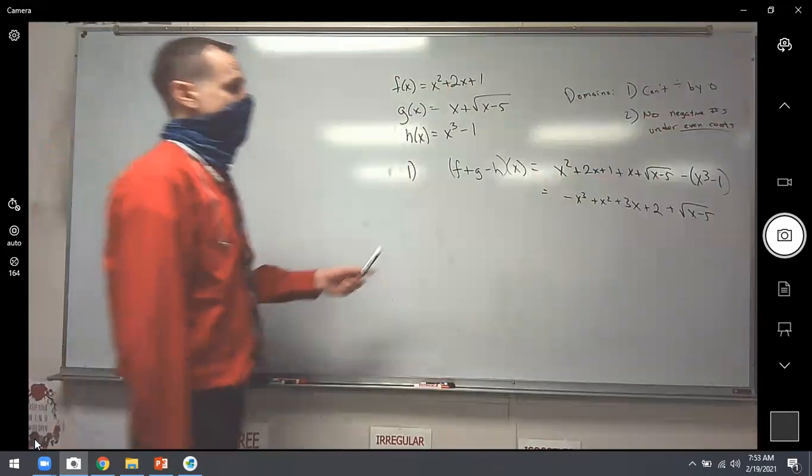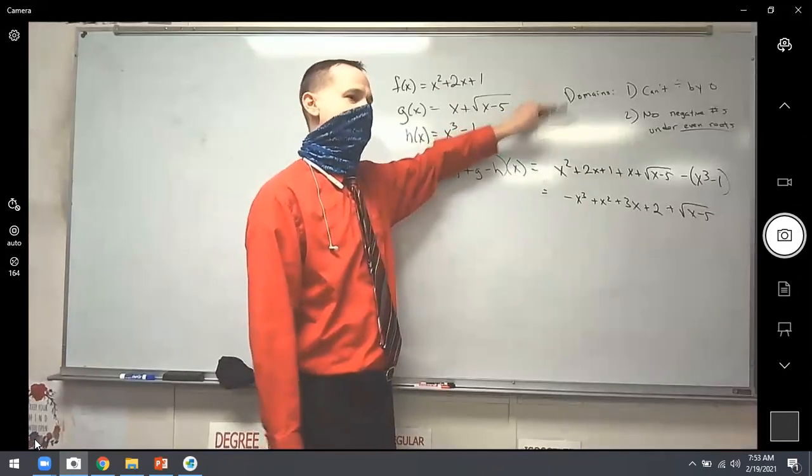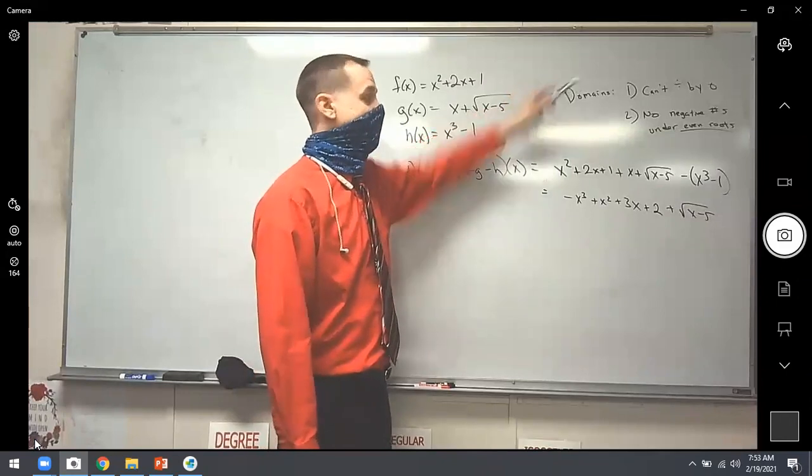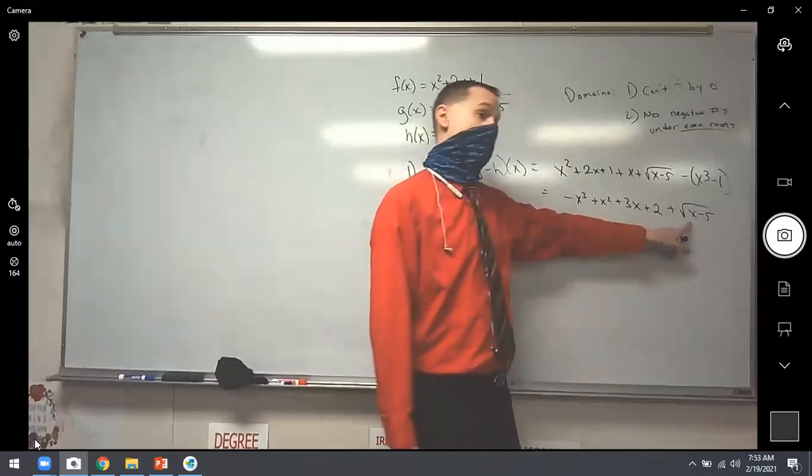So this one, if you scan it, that's all you got to do the rest of your life. Anybody asks you about domain, just think about these 2 things. Any division here? I don't see any division. You see any division? No. But I do see an even root. This is a square root, correct?